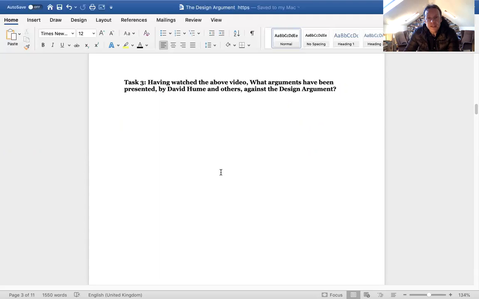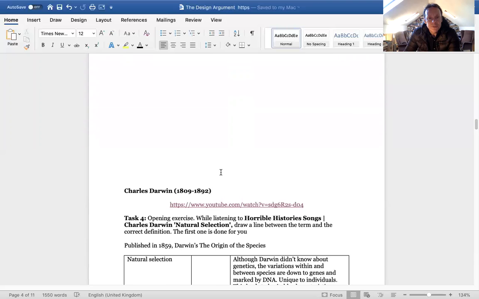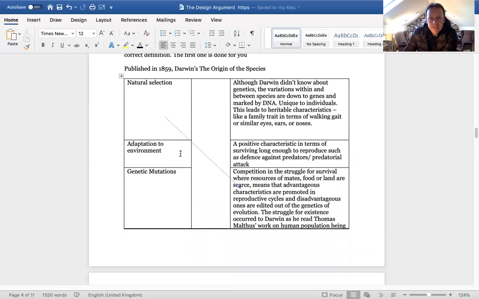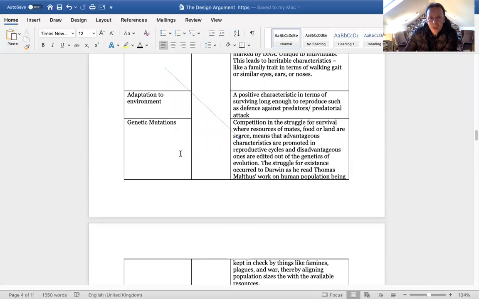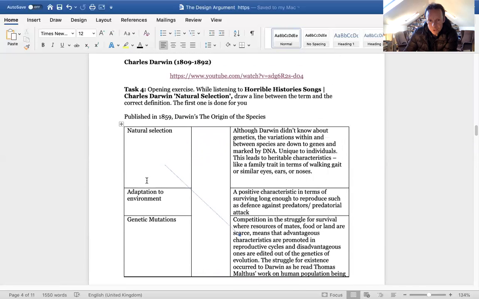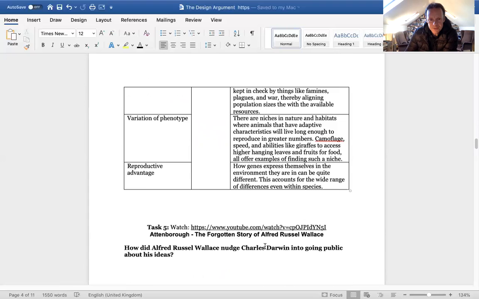Hume objects to that, and he says we've not been there at the beginning of the universe. What would we know about the design and order in universes? Now, I want you to go on and look at Charles Darwin, and there's a wonderful introduction by Horrible Histories, quite an amusing song. And what you need to do below is just to link the key mechanisms of evolution. So natural selection is described here, but you need to link the other key mechanisms of evolution to their description on the right. That's a fairly straightforward task.